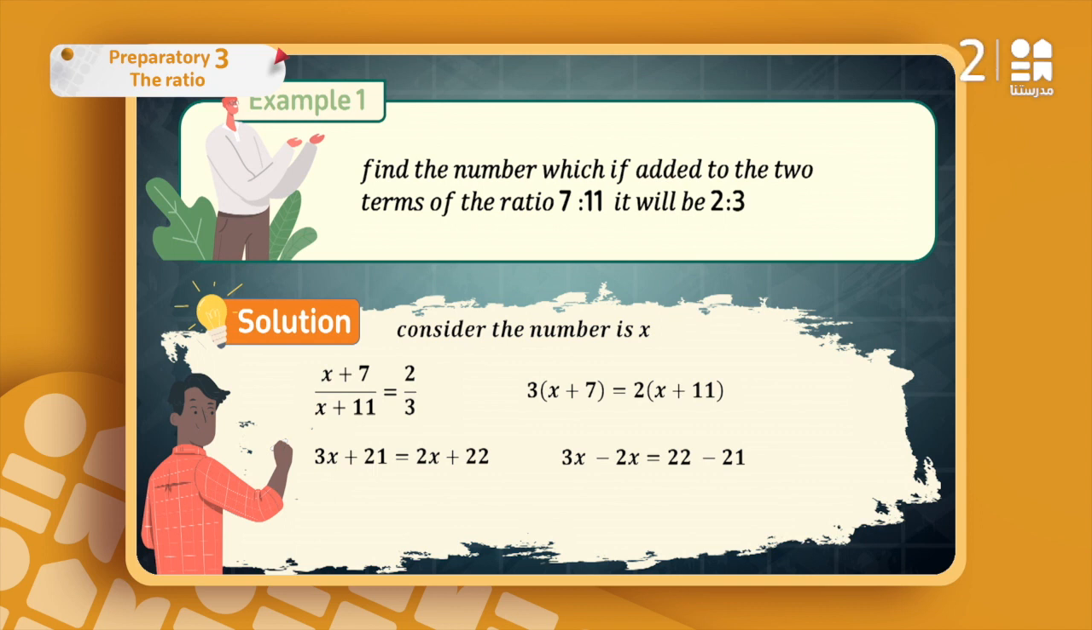طيب وال 21 دي هناخدها to the right side with opposite sign، يعني عكس اللي مكتوب. أنا شايفها added to 3x، هنعمل لها subtract to the right side، هتبقى 22 minus 21. طيب يلا بقى نعمل simplify. 3x minus 2x is equal to x، و 22 minus 21 equals to 1.